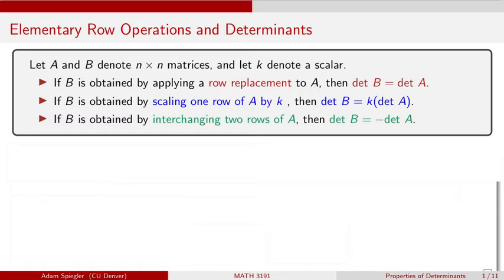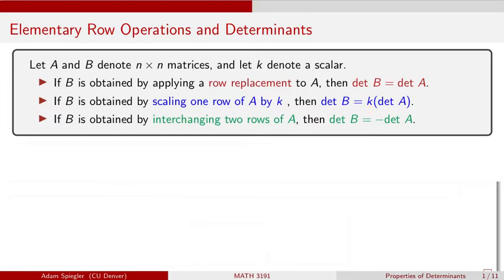For a scaling operation, that is going to affect the determinant in a way that you probably might expect. So if I apply a scaling of one row of matrix A by a factor of k, so we're going to multiply one row of the matrix A by some scalar k, and that gives us matrix B, then the determinant of this new matrix B is going to equal that scalar k times the determinant of the original matrix A.